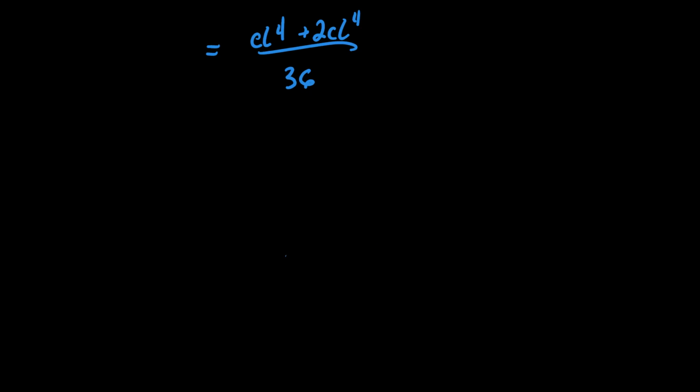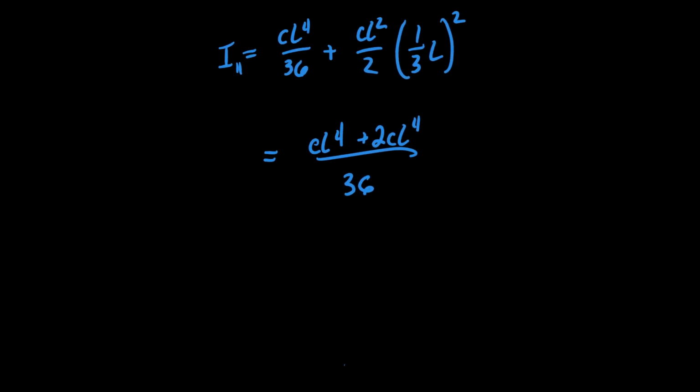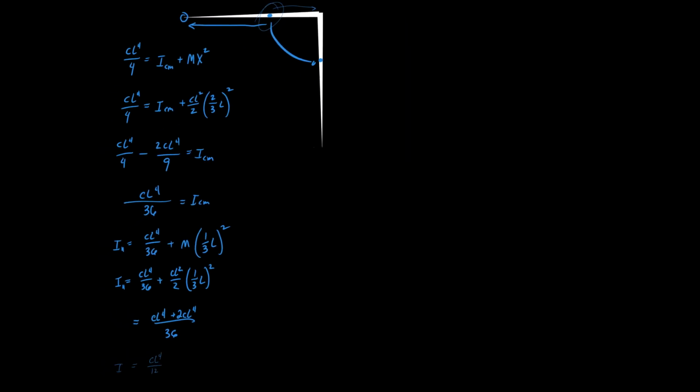All right, so, anyways, is my algebra right? Right, it is? I did okay? So, 2 plus 1 is still 3. And 3 over 36 will be 12, so CL to the 4th over 12. My new moment of inertia? Yay, I'm so proud of myself. Okay, now I have the moment of inertia.